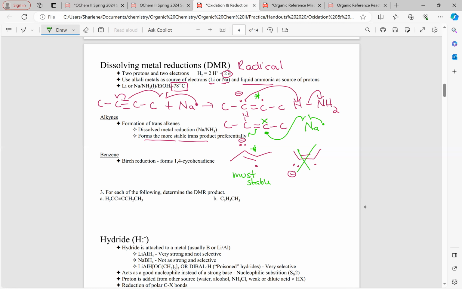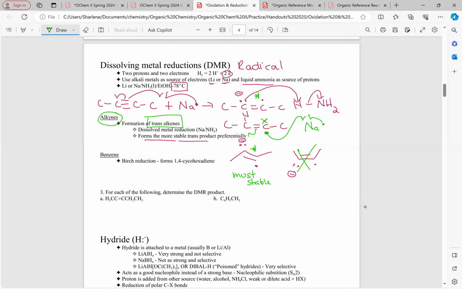All right, well, when are we going to have to worry about dissolving metal reactions? There's really only two ways. We're going to deal with alkynes. Well, why would we do this? Because I gave you a few ways to make cis alkenes, but this is your only way to make trans alkenes. Because remember, hydrogenation is a syn addition, and there's no way to get a trans. So if you want a trans alkene from an alkyne, you have to use dissolving metal reductions.